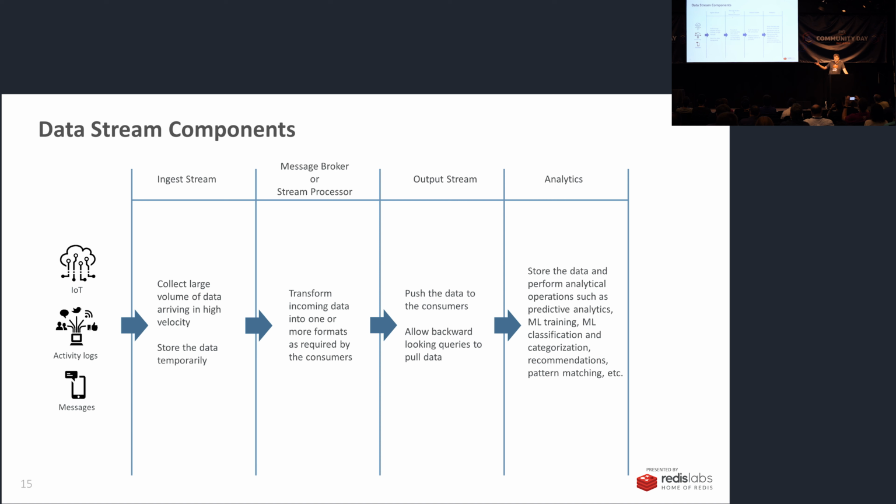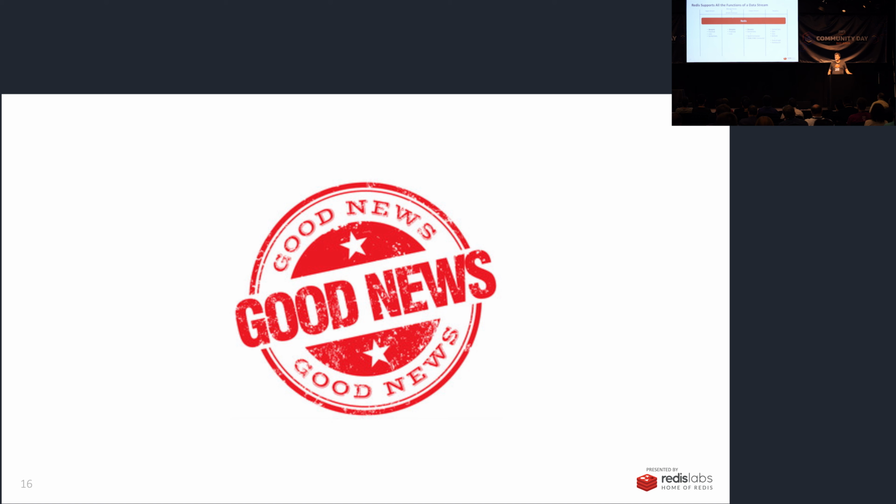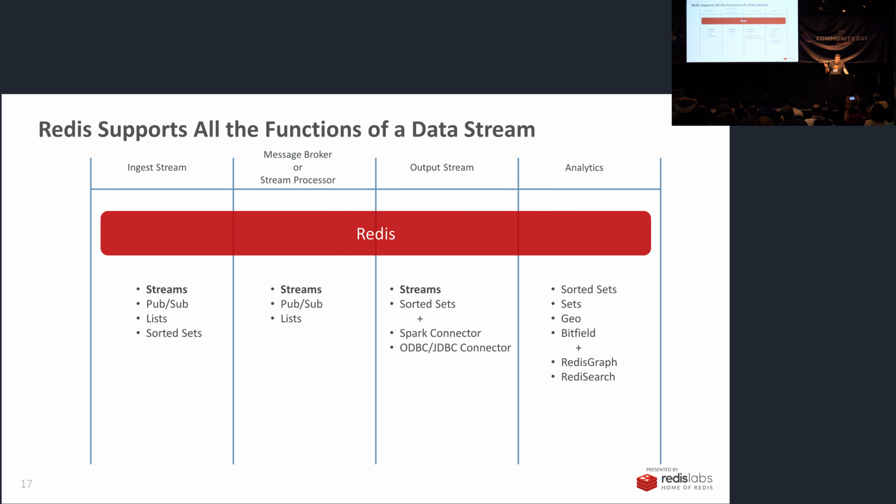For example, just to go in more depth, if you're collecting a large volume of data at high speeds, your system may not be able to handle all that at once, so you need to queue this up. You may want to do something with the data, transform it in the meantime, and then output it into a stream, and then do something with that data, perhaps analytics or whatever. So, good news, Redis has been doing this kind of stuff for a long time in various ways.